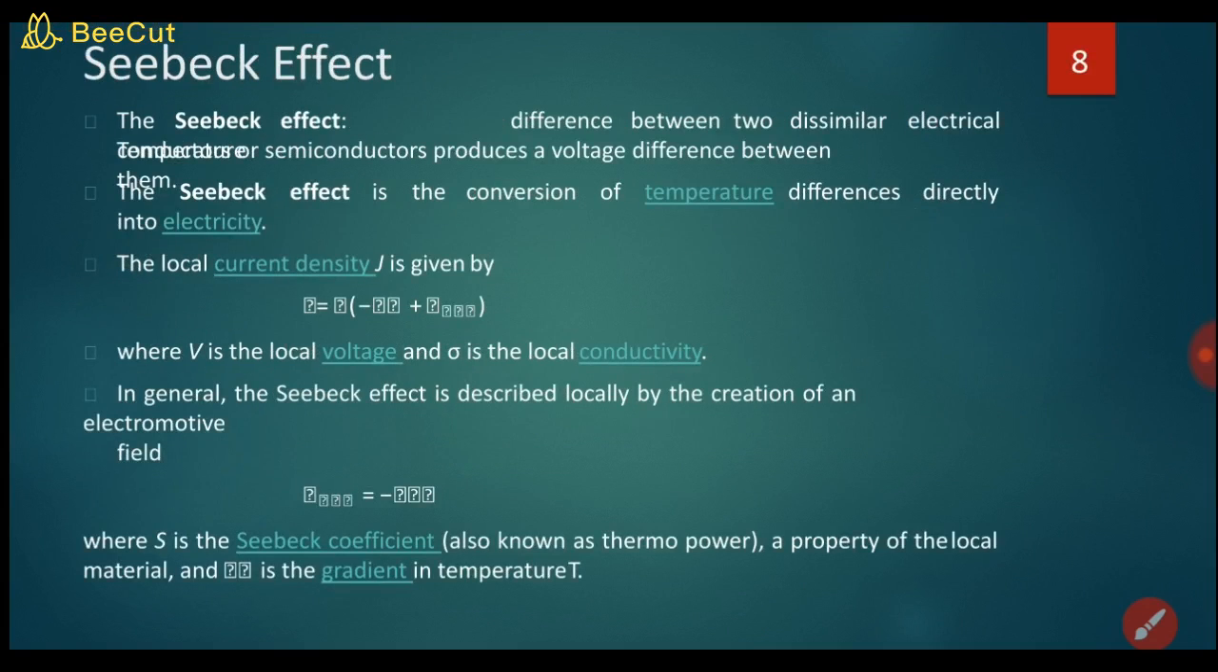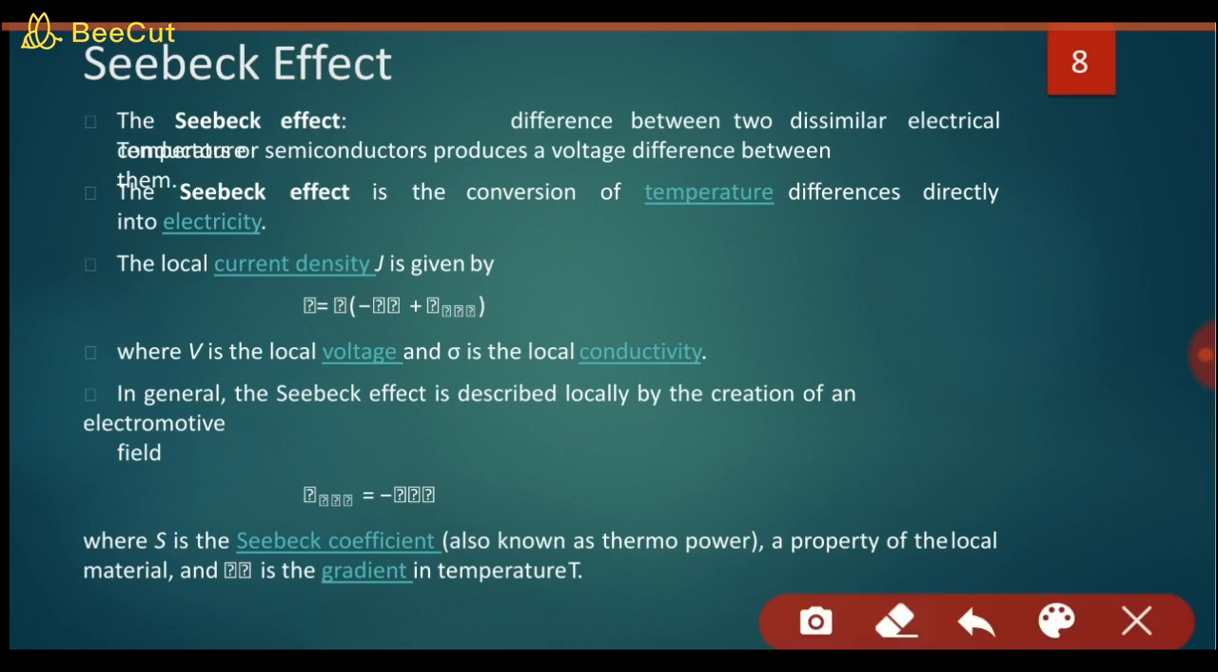If you talk about the Seebeck effect, students, it is the difference between two dissimilar electrical temperatures in the semiconductor that produces a voltage difference between them. So the Seebeck effect is the conversion of temperature differences directly into electricity. तो ये देख रहे हैं, आप देखेंगे कि जो कन्वर्जन हो रही है टेम्परेचर डिफरेंसेस का, वो डायरेक्ट किस में हो रहा है? इलेक्ट्रिसिटी में कन्वर्ट हो रहा है.